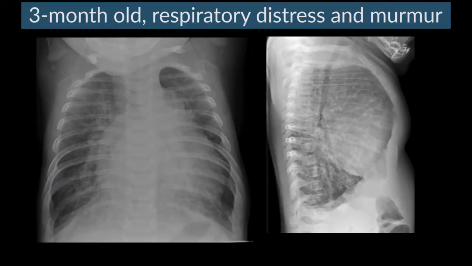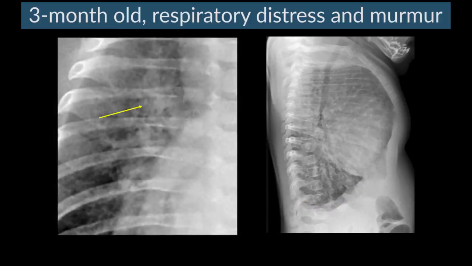Here we have a 3-month-old who presents with respiratory distress and a heart murmur. And we see on the frontal and the lateral X-ray that there is marked cardiomegaly that is involving multiple chambers of the heart. The lungs are hyperinflated with very flat diaphragms on the lateral view, and the pulmonary vessels are very easy to see.